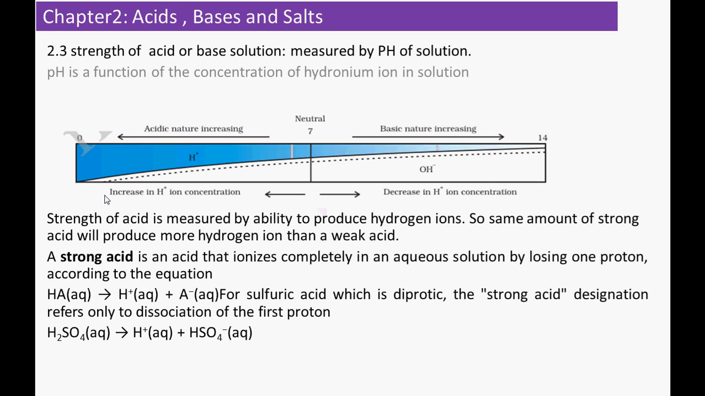For sulfuric acid, which is diprotic, the strong acid designation refers only to dissociation of the first proton. So H2SO4 gives H plus and HSO4 minus. This is the representation of dissociation of sulfuric acid, not that both the H plus ions have to come out. The strength of a base is measured by its ability to produce OH minus ions.